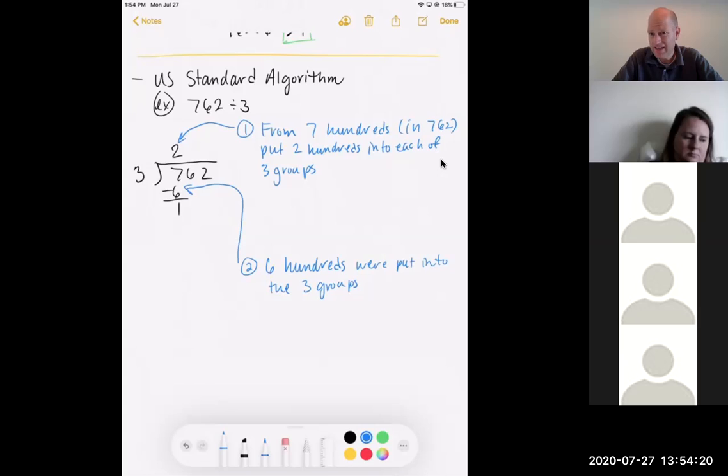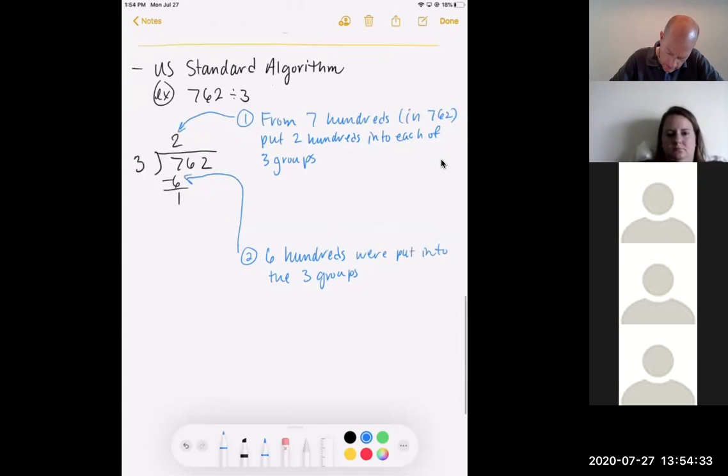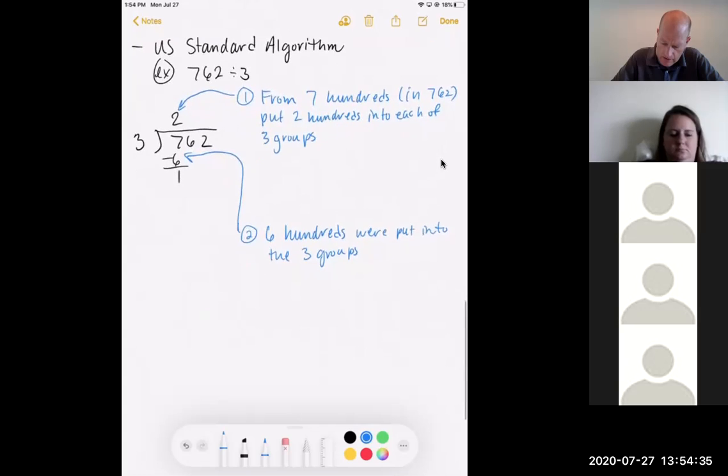Even though I'm writing 6, the place value is important. I'm actually considering 600s. Okay? The standard algorithm uses a little bit of shorthand when they do the division. And so I have 600s were put into 3 groups. Now, when you do that, we have 100 left over. On step number 3, 100 was left.